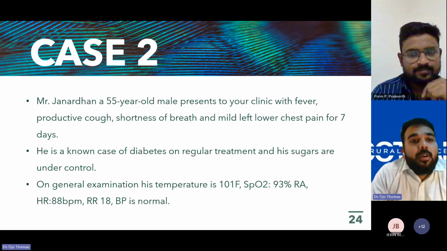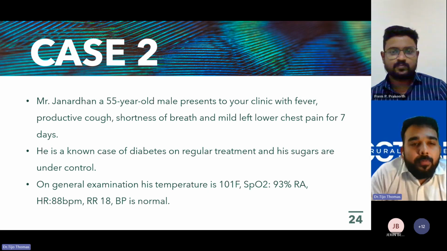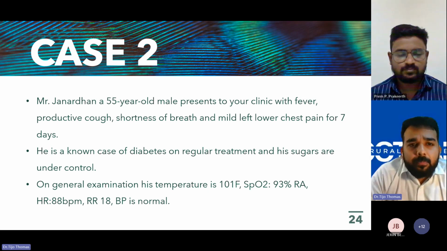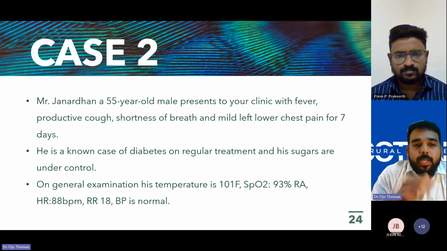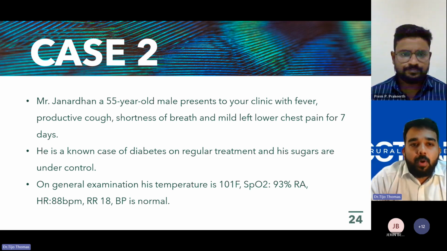So case 2, it's Mr. Janardhan, a 55-year-old male, presenting to your clinic with fever, productive cough, shortness of breath, and mild lower chest pain for 7 days. A known case of diabetes on regular treatment and sugars are under control. On general examination, the temperature was 101 degrees Fahrenheit, SpO2 was 93% on room air, heart rate was 88 beats per minute, respiratory rate is 18 per minute, and BP was found to be normal.